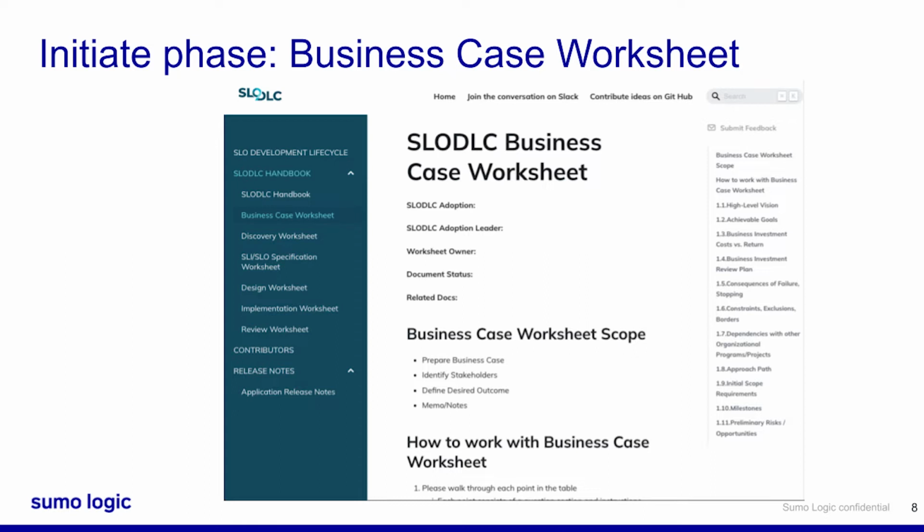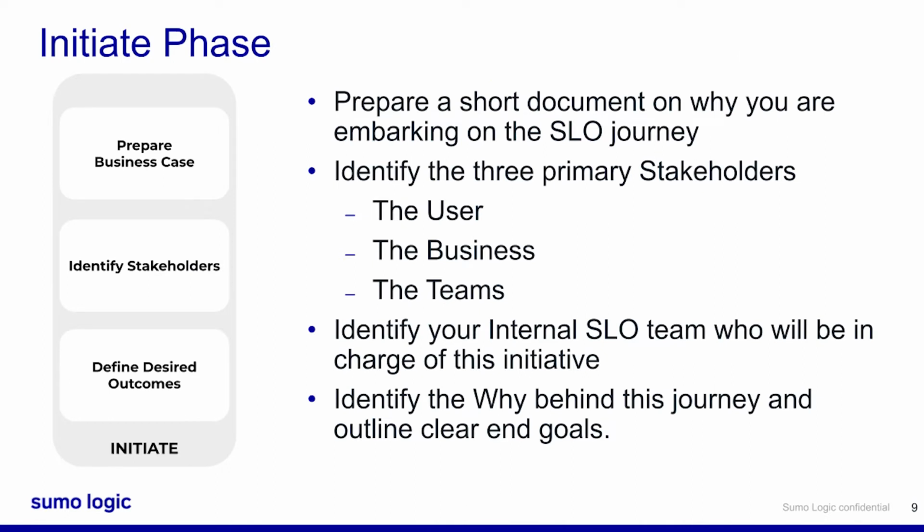With that, the first phase of SLODLC is the business case. With this phase, as with all the other phases here, we have accompanying worksheets to go along with it. But the main purpose of the initiate phase is to make a business case: have a short document to say, hey, this is what we're going to do on our SLO journey. During this, you want to identify your three primary stakeholders: the users, the business, and the different technology teams. You also want to identify what internal SLO team will be in charge of the initiative.